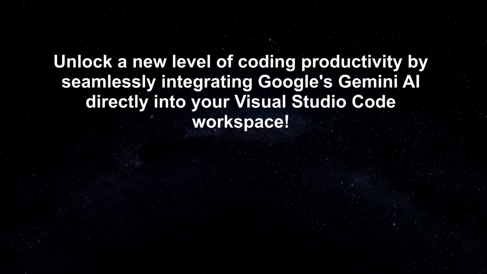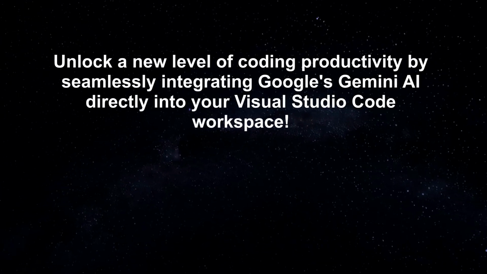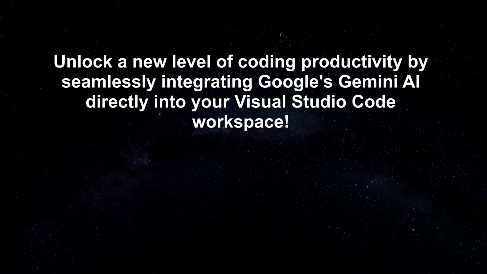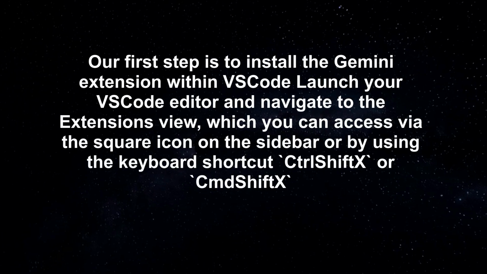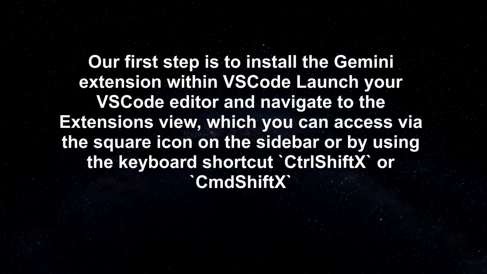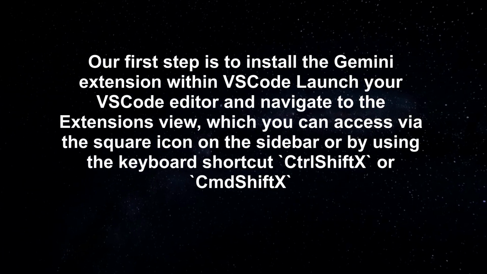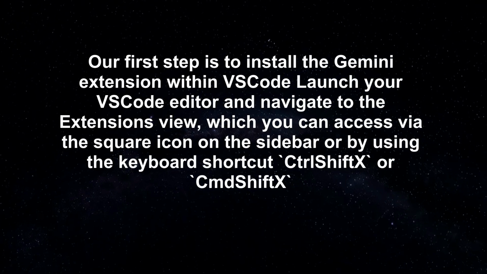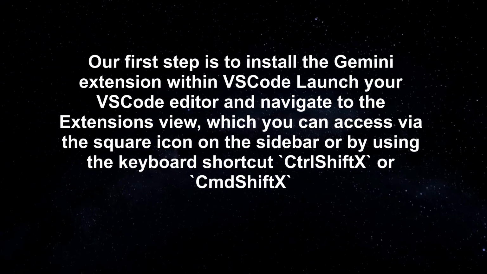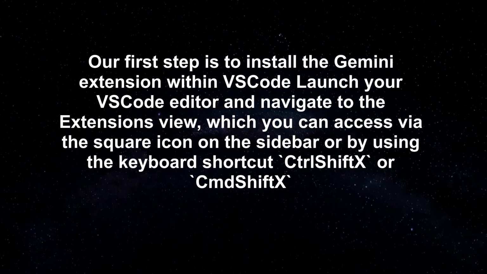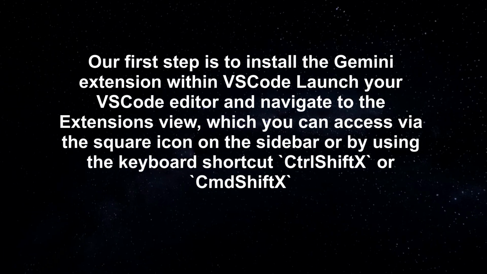Unlock a new level of coding productivity by seamlessly integrating Google's Gemini AI directly into your Visual Studio Code workspace. Our first step is to install the Gemini extension within VS Code. Launch your VS Code editor and navigate to the extensions view, which you can access via the square icon on the sidebar or by using the keyboard shortcut Ctrl-Shift-X or Cmd-Shift-X.